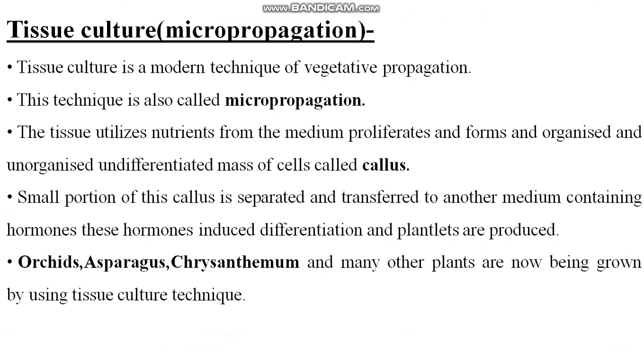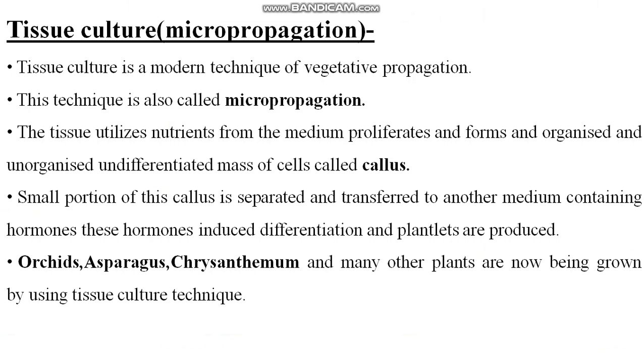Tissue culture. Tissue culture is also called micropropagation. Tissue culture is a modern technique of vegetative propagation. This technique is also called micropropagation, right? So the tissue utilizes nutrients from the medium. Actually, tissue culture takes place in the laboratory. Clear? This is a very artificial method for vegetative propagation.